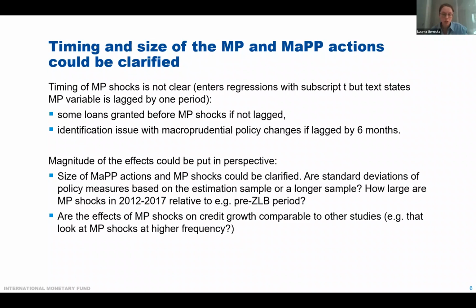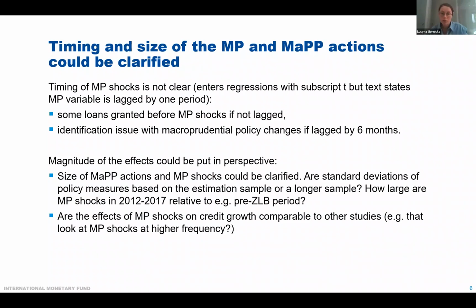So this matters because if monetary policy is not lagged, then the question arises whether some of the loans originated in the given 6-month period were actually granted before the monetary policy shock materialized. If the monetary policy is lagged by 6 months, then we have an identification issue with macroprudential policy changes, because macroprudential policy changes could react to monetary policy actions in this case.